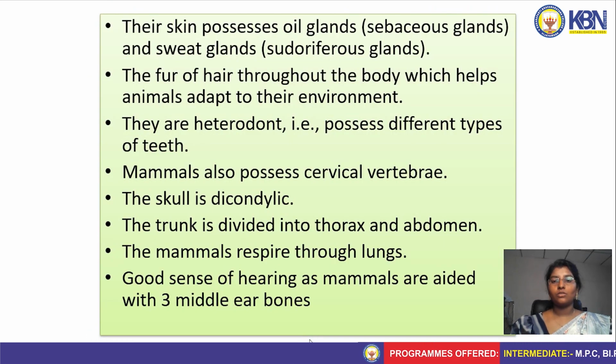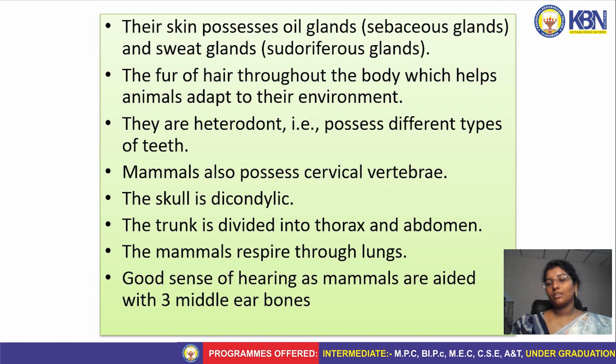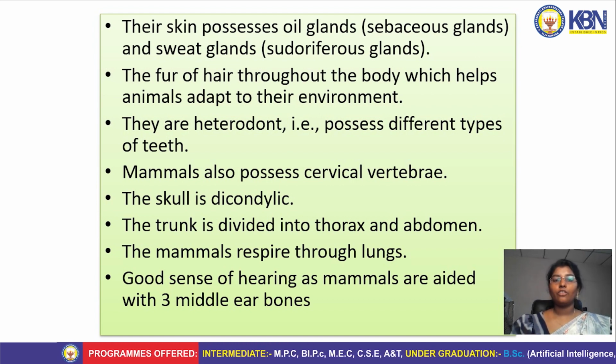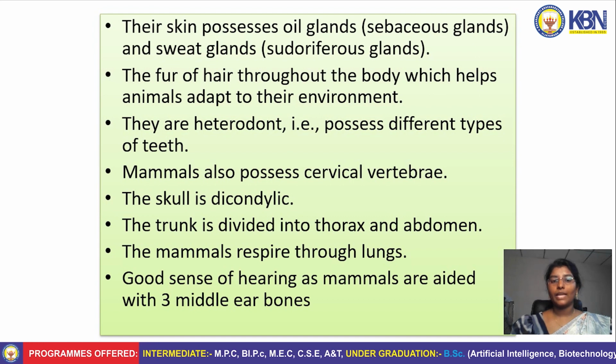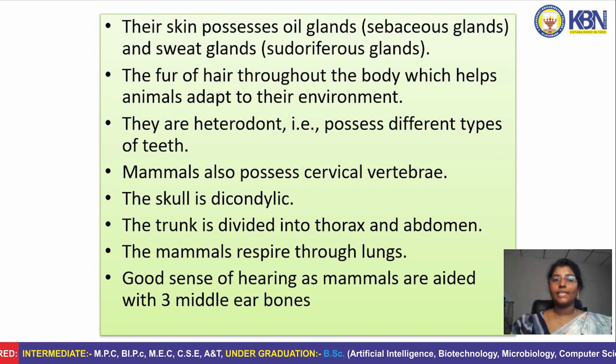Their skin possesses oil glands. The oil glands are also called sebaceous glands, and sweat glands. These sweat glands are also called sudoriferous glands. Next, fur or hair throughout the body, which helps the animals adapt to their environment. And next, they are heterodont, that is, they possess different types of teeth.